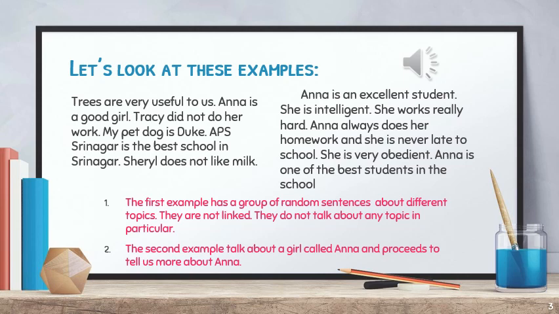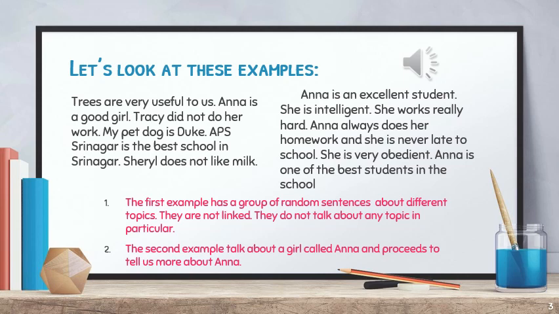Now, if you look at this, these are all sentences. They're all a group of sentences. But then, are they talking about any particular topic? No, they're random sentences. They're talking about different topics. They're not linked, are they? They're not talking about any topic in particular. One line is talking about trees, one line is talking about Anna, one line is talking about Tracy, one line is talking about Duke, one line is talking about APS Srinagar, one line is talking about Cheryl. So they are not related in any way. Okay, they're all talking about different topics. So this is not a paragraph. This is not how a paragraph looks like.